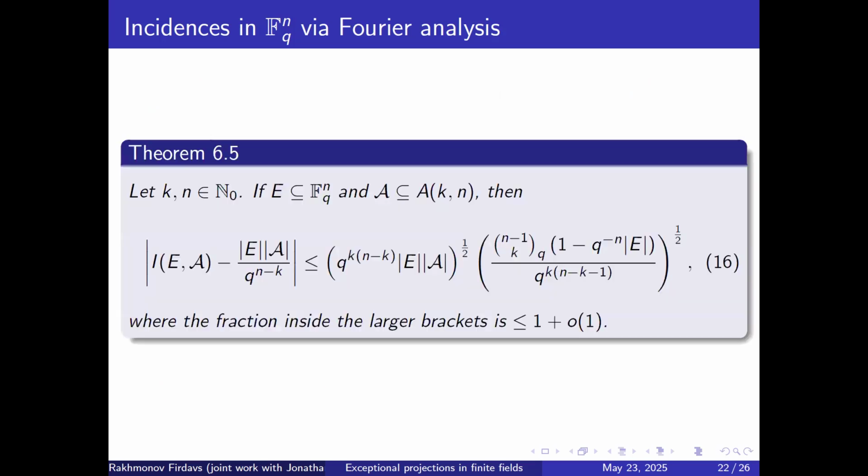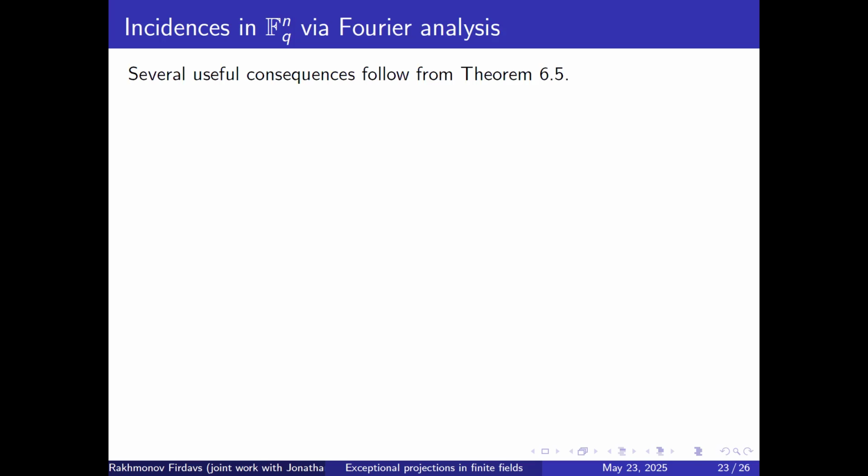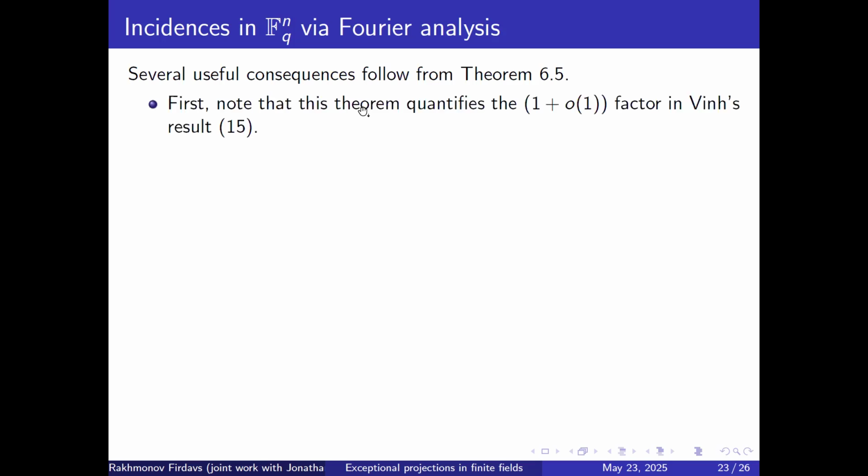And in our joint paper with Fraser, we proved this result. Of course, I want to stress that this result is not new. As I said, it was done already, but to the best of our knowledge, our proof is new. It uses basic Fourier analysis and simple combinatorics. And also, the expression inside the larger brackets is bounded above by 1 plus little o of 1. Several useful consequences follow from this result.